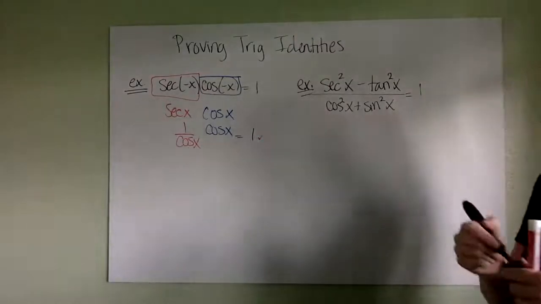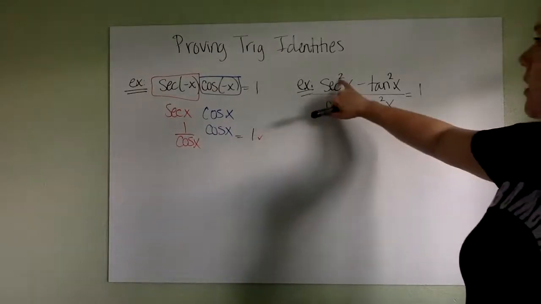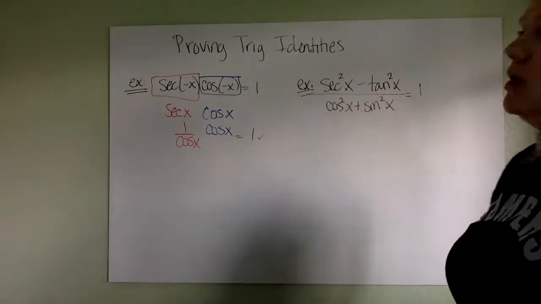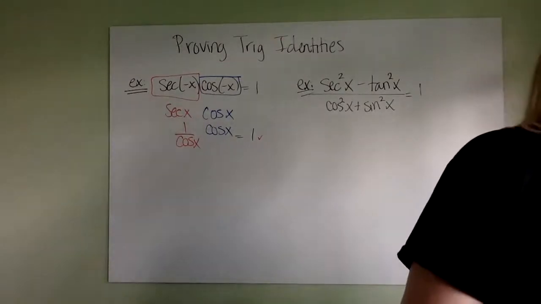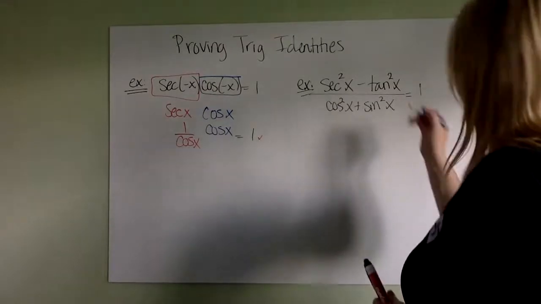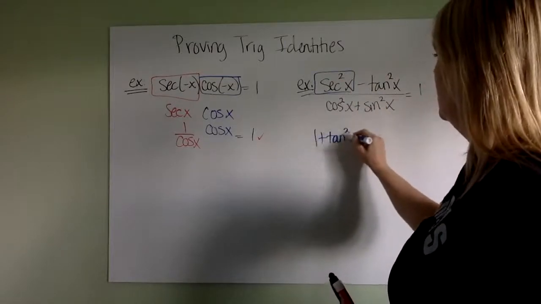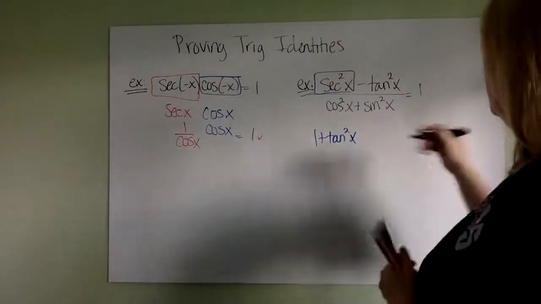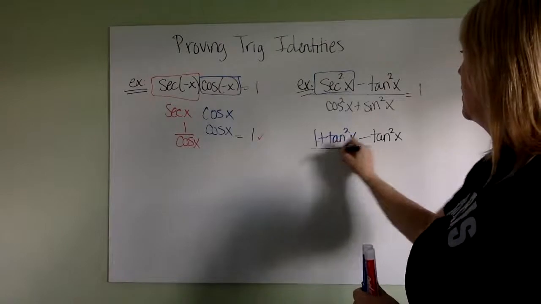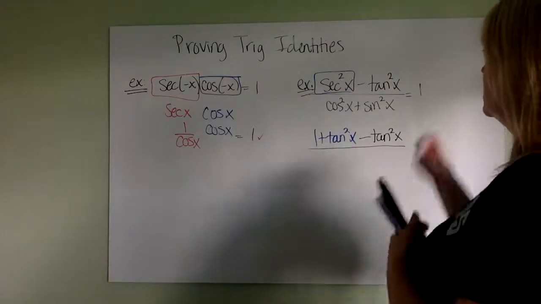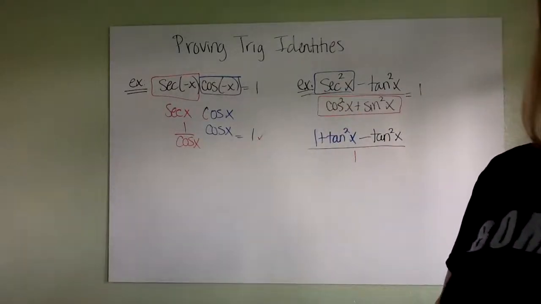Okay, so same idea. The clue that I'm looking at is the little squaring on the secant, tangent, cosine, sine. So again, that would be the Pythagorean identities. I can replace the secant squared with a 1 plus tangent squared. That's the Pythagorean identity involving tangent and secant. So I still have the minus tan squared right there. And then the cosine squared plus the sine squared, that's in fact equal to 1, again using our Pythagorean identities.